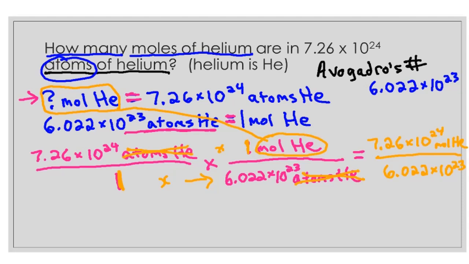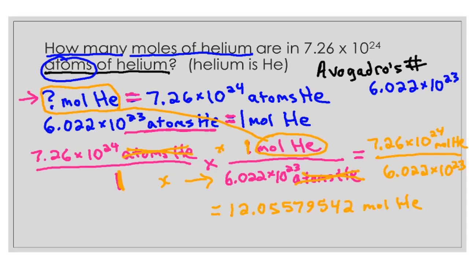Now we just plug this in our calculator. 7.26, and you're going to hit the little E button on your calculator. That means times 10 to something. And you're just going to hit E24. And then hit the dividing sign, and then 6.022 E23. And that's going to give us 12.05579542 moles of helium.